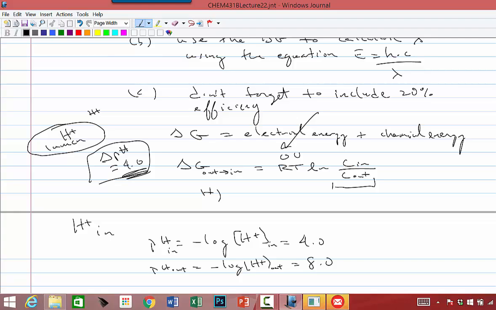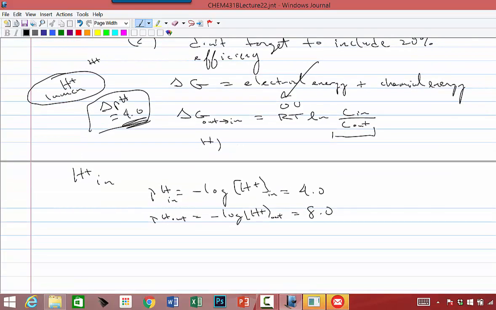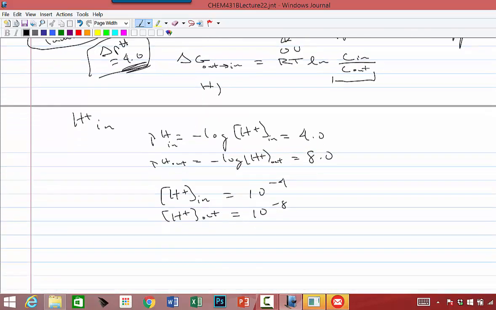Now it's simple. All I have to do is calculate the amount of protons on the inside. Protons on the inside is going to be equal to 10 to the minus 4 molar. You can do the calculation, but it's very simple. And protons on the outside is going to be equal to 10 to the minus 8th. So we just put those values in there, and now we have the delta G value.